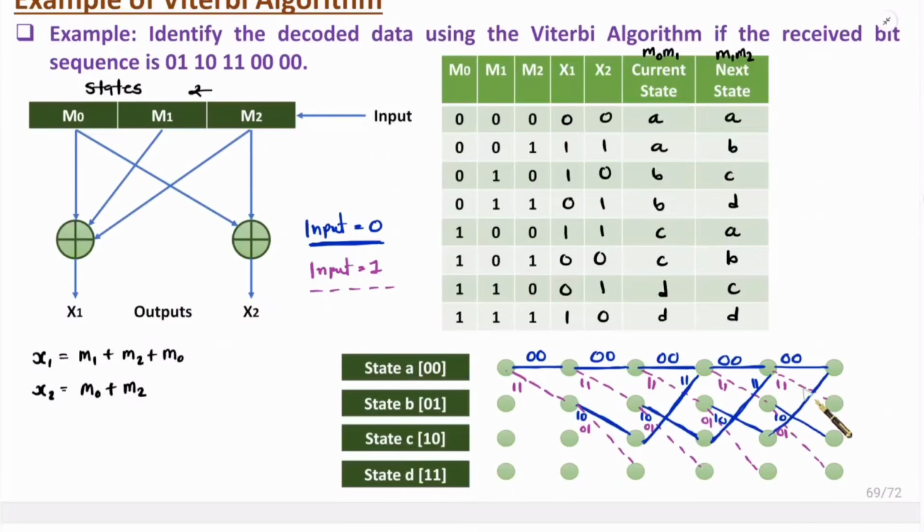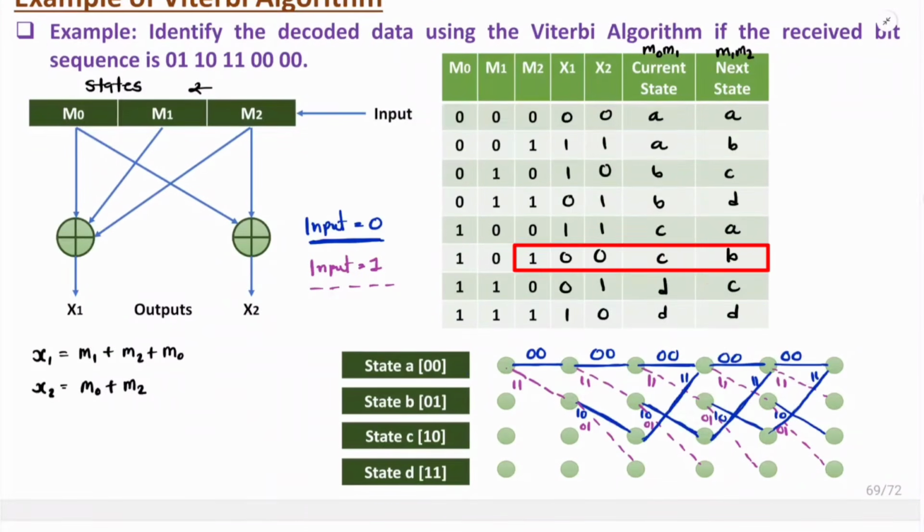You can observe. Now, if current state is C, input is 1, next state will be B. So if input is 1, then dash line, current state C, input 1, next state B. So dash line, connect it from C to B. And output is 0, 0. Let me note over here 0, 0. And that is what I'll repeat for other combination C1.